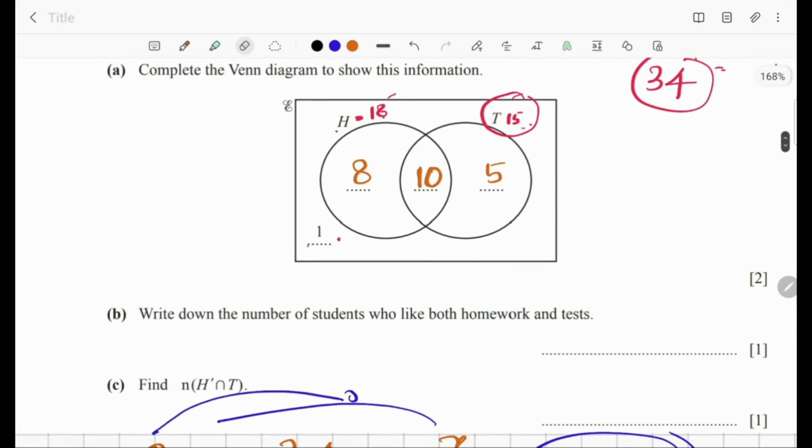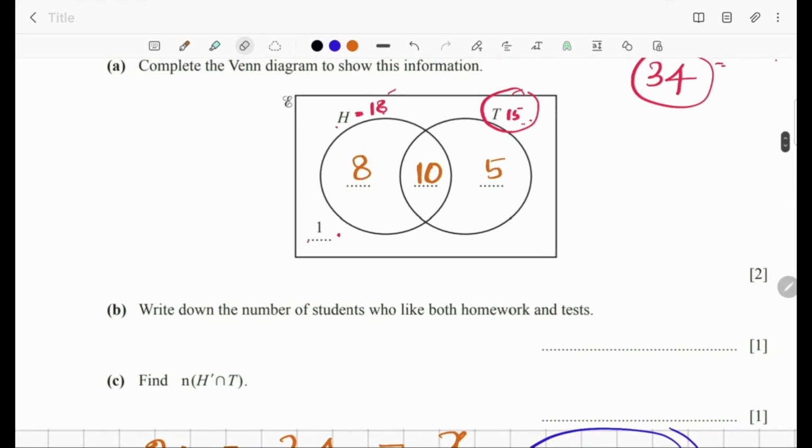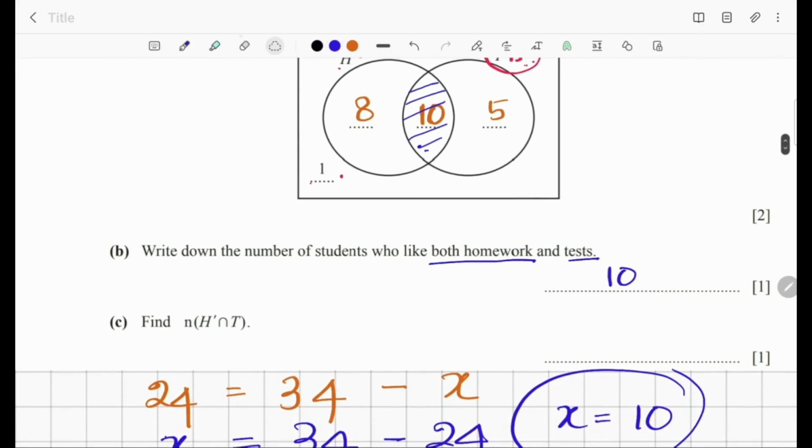Let us go to the second question. Write down the number of students who like both homework and tests. Okay, so how will it be? We'll find out which part of the Venn diagram that is. Okay, write down the number of students who like both homework and tests. Okay, so it is this part, right? So it is 10. They are actually asking about x there. All right.